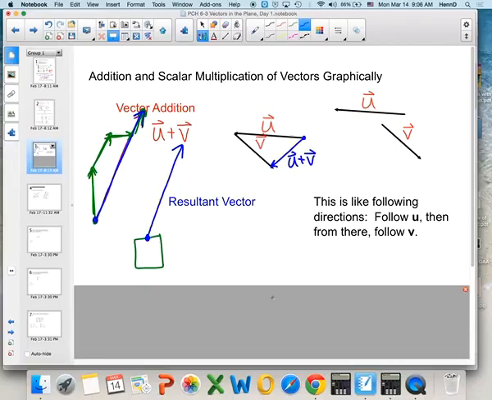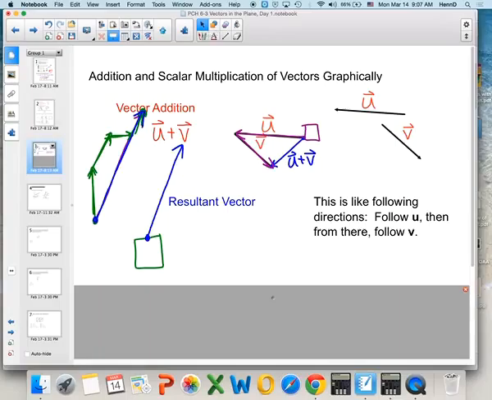So again, let's think about two people pulling on something. If one person is pulling in this direction and another person is pulling in this direction here, to see what's going to happen as a result, I can add those vectors together, and this, u plus v, is what's actually going to happen. Is everyone understanding this?